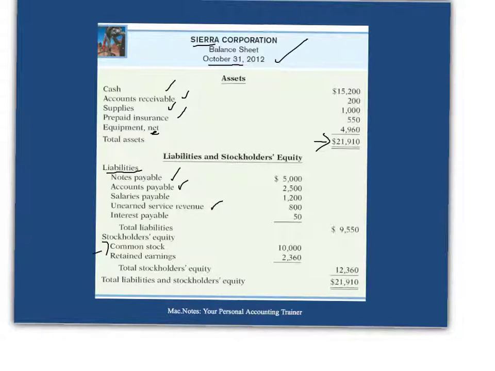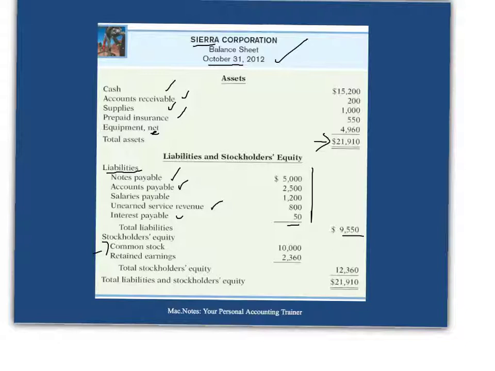That happens when a customer gives us money in anticipation of us doing the service in the future. Interest payable, what we owe the bank. Notice we add them up on the inside here, total to the outside. So there's your liabilities, $9,550. Now the shareholders' equity section in two parts.